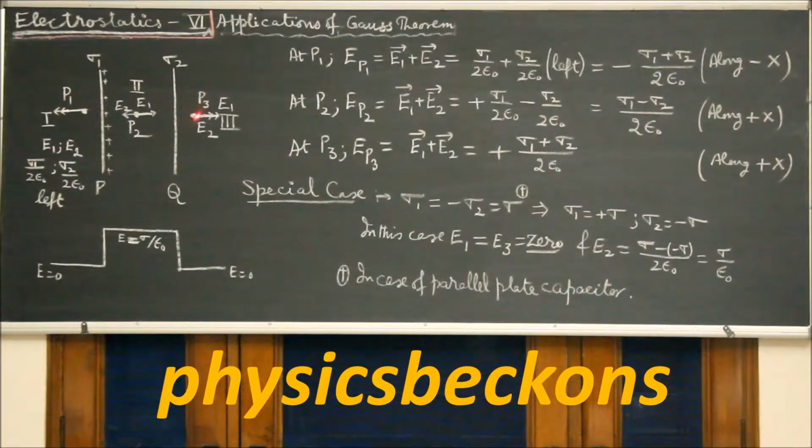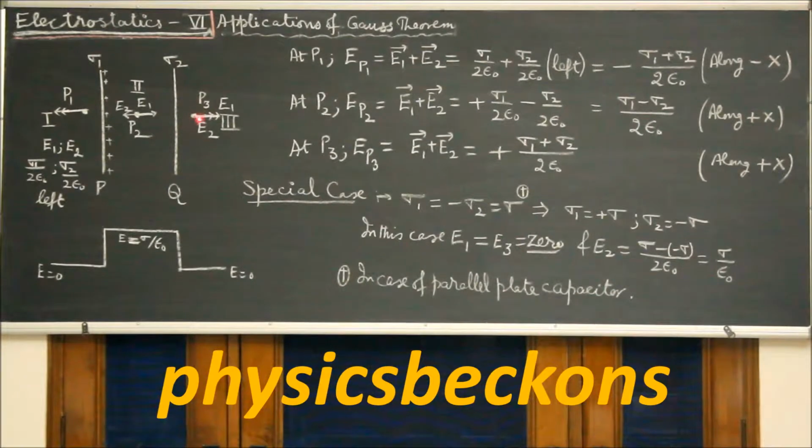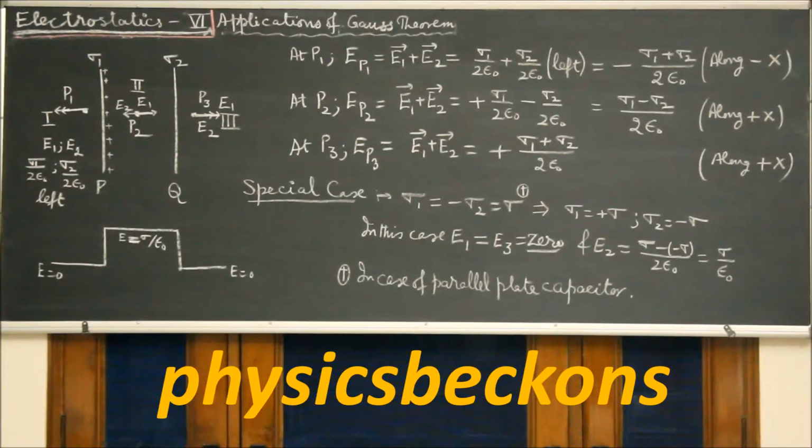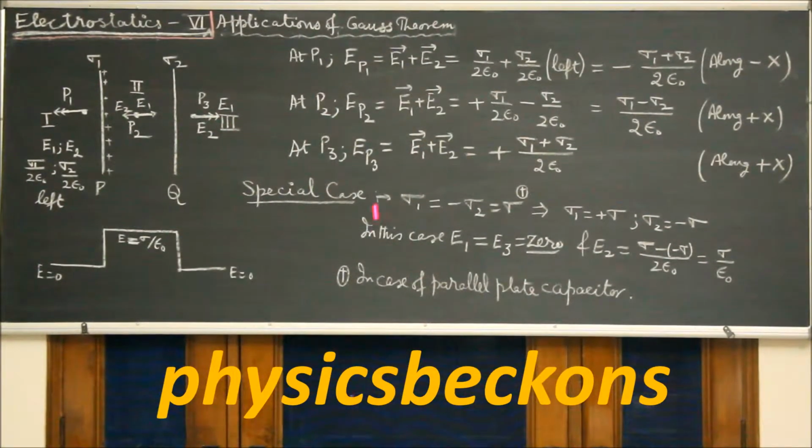Similarly, at P3, the two fields, that is the field due to plate P and due to Q, will be towards the right. Again, they will be added up, which leads you to EP3 equal to E1 plus E2, that is plus sigma 1 plus sigma 2 over 2 epsilon naught in the positive x direction, and hence this positive sign.